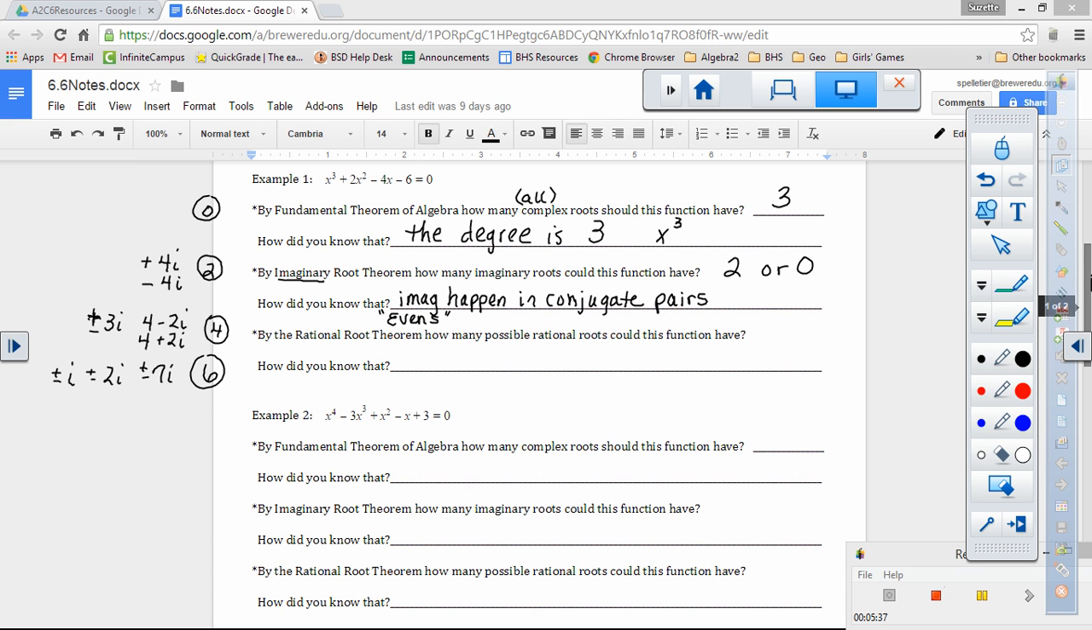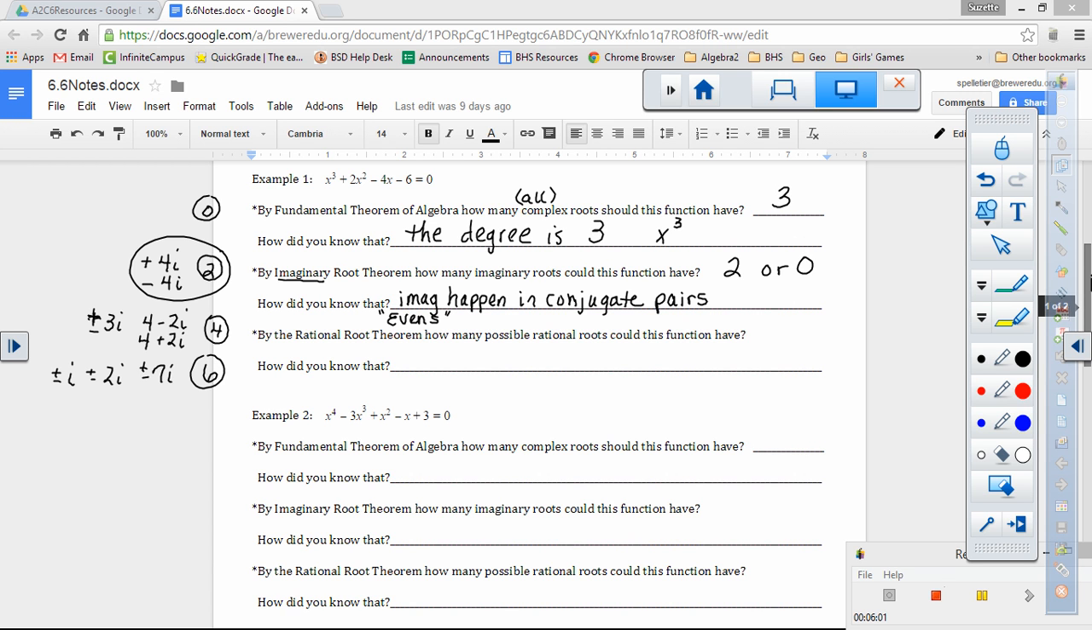And the other thing is, I know that because there's x to the third, my possibility is that there could be 2 imaginaries and then 1 rational. That's a possibility. I'm not saying that that is exactly what is going to happen. Maybe all 3 of them are rational answers, but I could have 2 imaginaries and 1 rational.